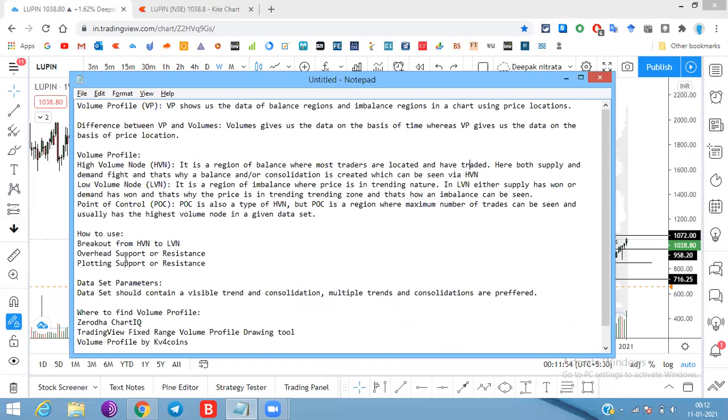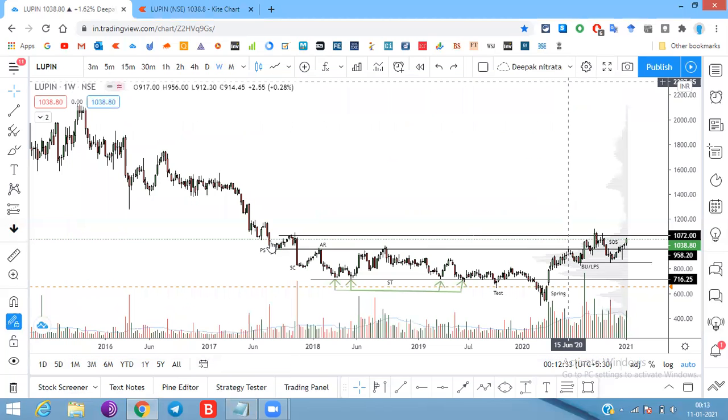Then, to broadly classify, I have personally named these concepts. Broadly naming it, it's breakout from high volume node to low volume node, as I showed you in the example of Lupin, and overhead support or resistance. Volume profile is really good to plot support or resistance also. I'll show you all three examples in any chart. Really, it's not a theory-friendly subject, so I have to explain with practical examples only.